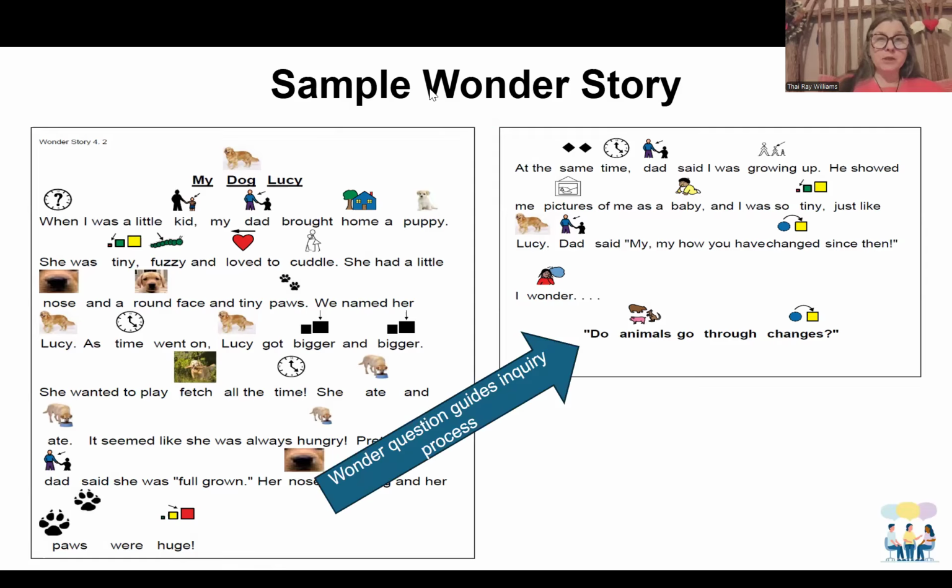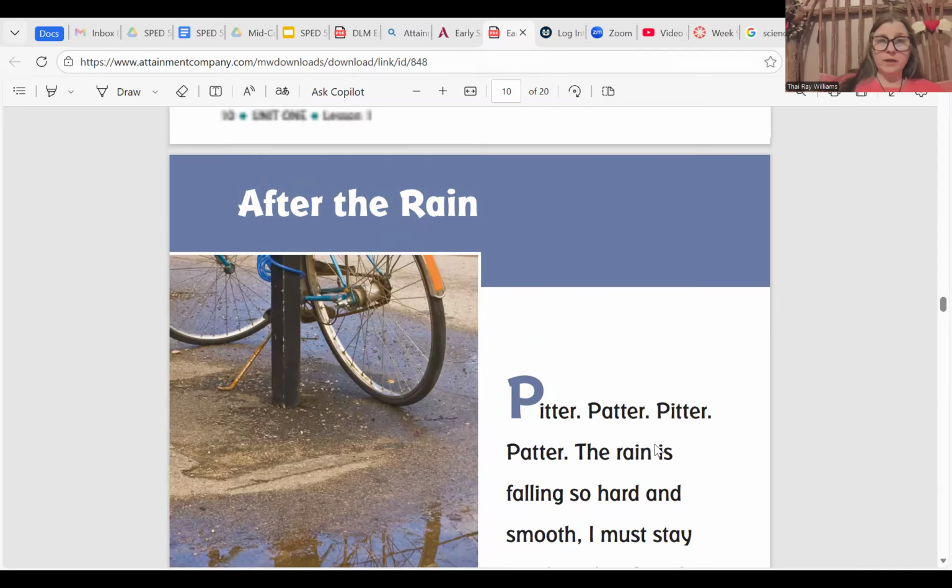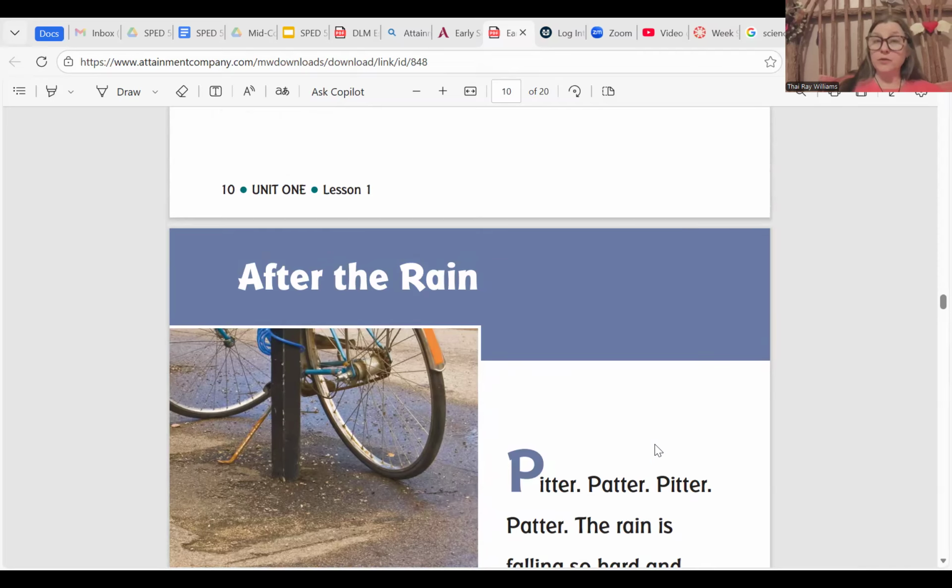All right, let me stop sharing for a second. I want to pull up another wonder story to share with you. This is one that is from the Attainment Center. And so when you see this, this is a professionally produced wonder story. All right, here it is right here. And this one is called After the Rain.